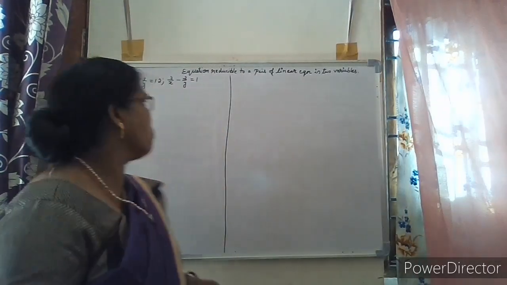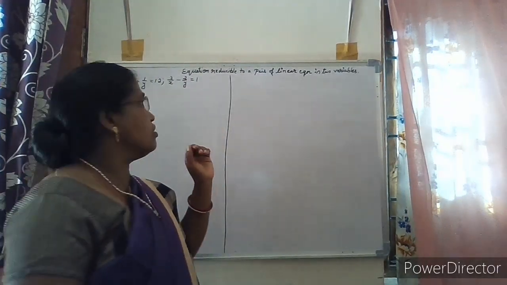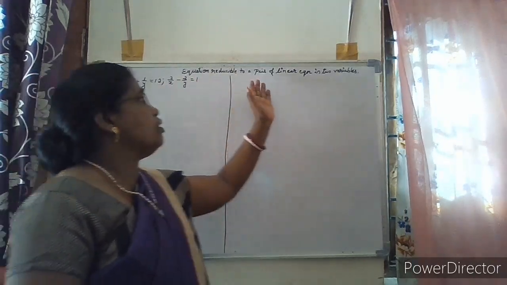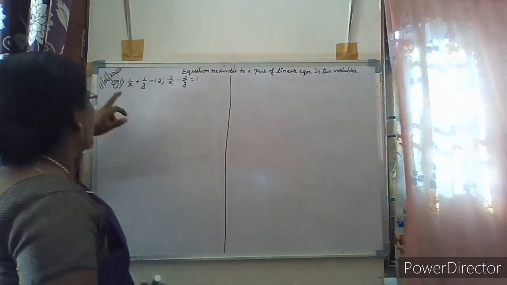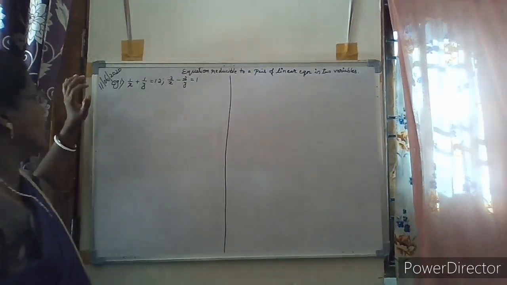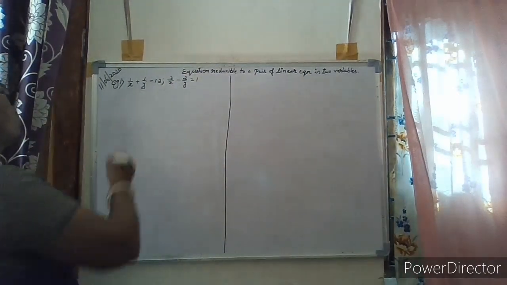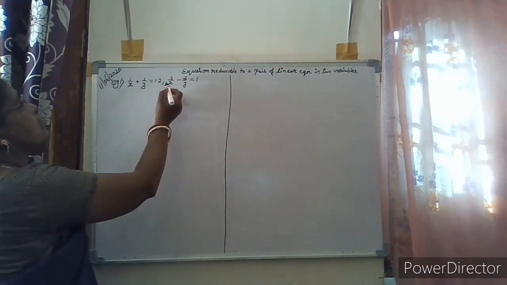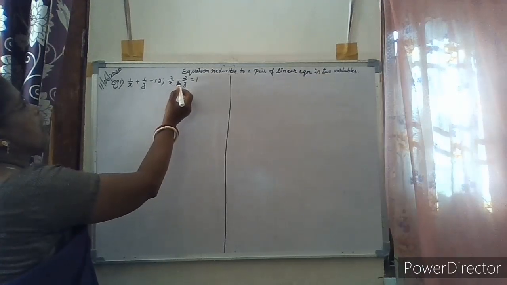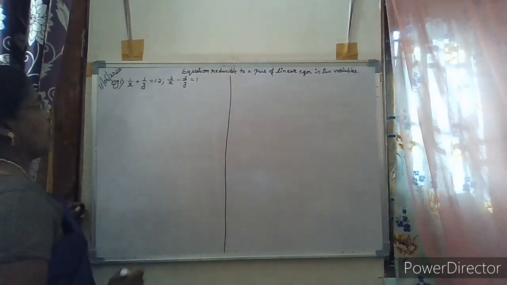Good afternoon, children. Today we are going to learn equations reducible to a pair of linear equations in two variables. This is an example given as 1 by x plus 1 by y equal to 12, and the second equation as 3 by x minus 2 by y equal to 1.